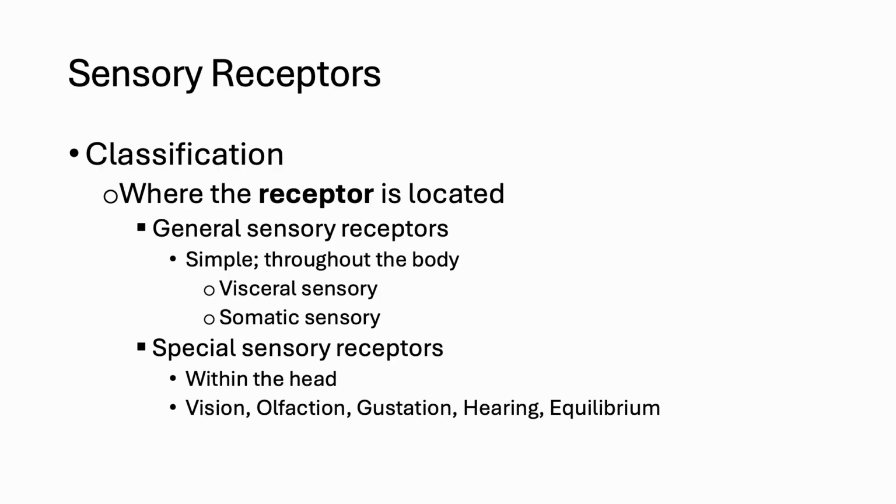Now, our special sensory receptors are all located within the head. We're going to focus on two of these in lab. We're going to focus specifically on hearing and equilibrium, so what's happening in the ear. And then we're going to talk about vision, what's happening in the eye. But we also have olfaction, or smell, and gustation, or taste.